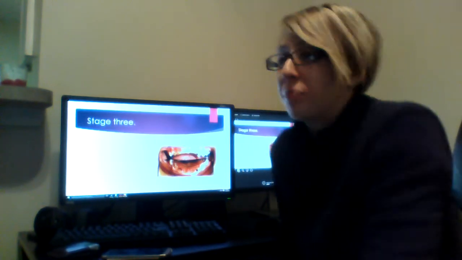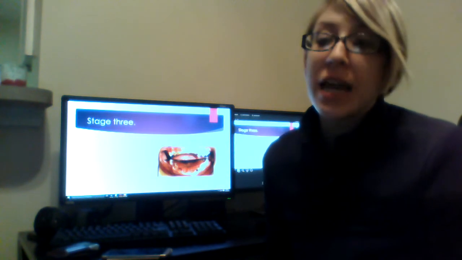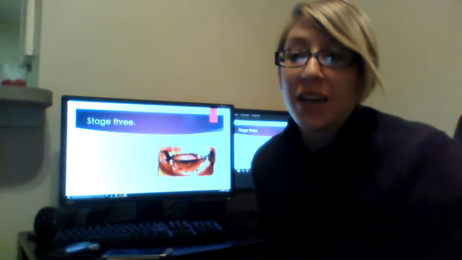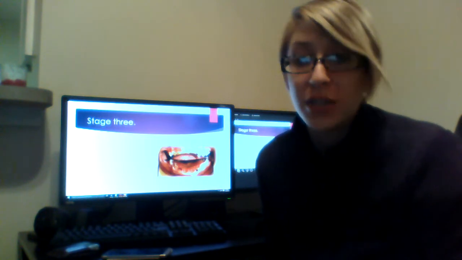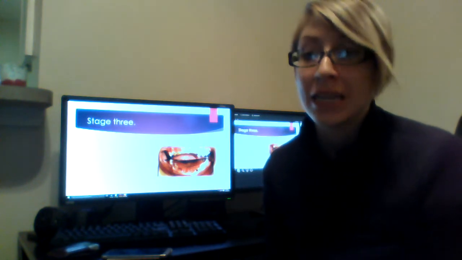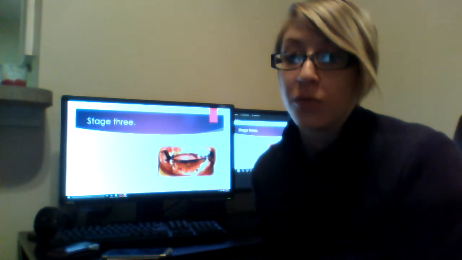Stage 3. Stage 3 is severe decay. At this stage, most of the tooth structure has been lost, and severe pain and infection usually occur. The nerve of the tooth is involved, and as we've mentioned earlier, it's at the very center. We're now through the enamel, dentin, and into the nerve. This stage usually results in loss of the tooth, unfortunately.